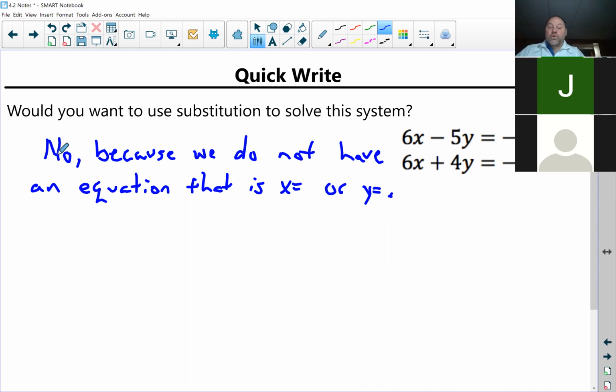Now, could we use substitution? Yes, we would just need to solve one of those two equations for either x or y, and it does take a little bit of work. The great news is next week, we'll look at systems of equations that look exactly like that and use another way to solve them. I can tell you're just all excited about that.